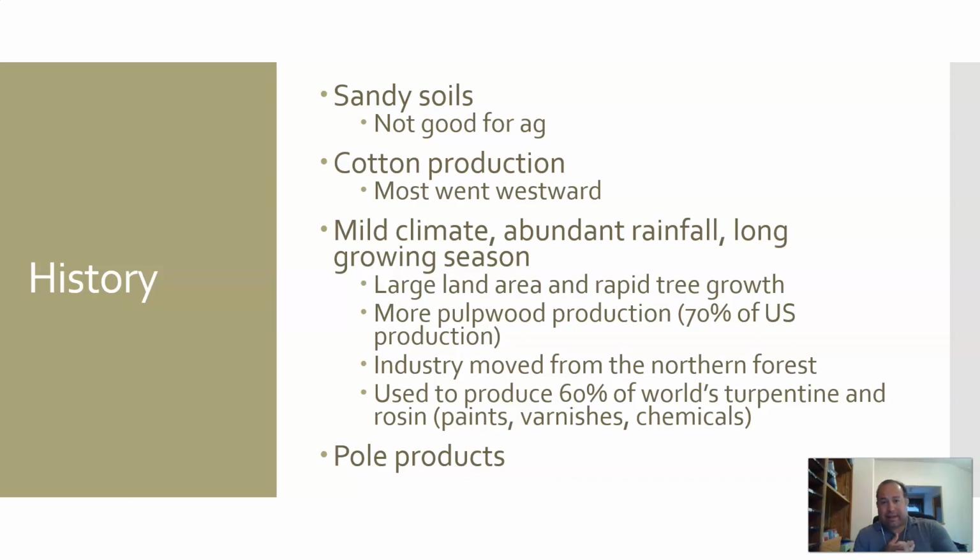But going back to this idea of it being the wood basket, you've got a very mild climate. You've got abundant rainfall, so you get a very long growing season, which makes it really easy to grow trees. It's a large land area. You get rapid tree growth because you've got good soils for growing trees and an almost year-round growing season. So we get more pulpwood production. That's the idea of taking smaller trees and converting them into pulp, and then that pulp can get turned into all sorts of different things.